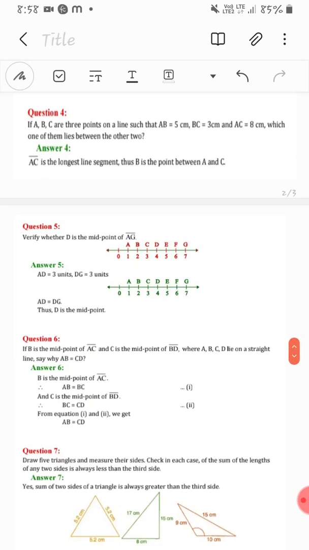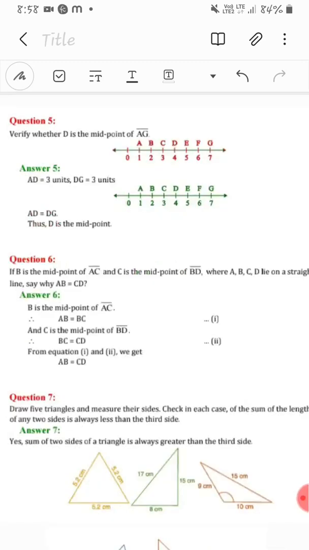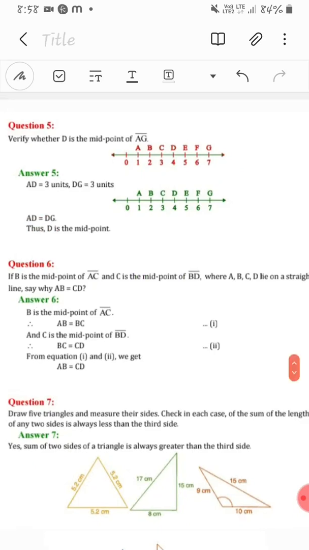So here which one of them lies between the other two? AC is the longest line segment here. Thus B is the point which lies in between A and C. Hope you have understood this question number 4. Let's move to question number 5 now. Question number 5. Verify whether D is the midpoint of AG.